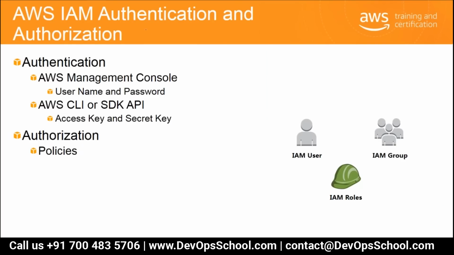So, AWS IAM authentication and authorization. IAM is a service used for doing authentication and authorization of the resources. If you want to use the management console, use username and password. If you want to do CLI or SDK based authentication, use access key and secret key. This is for authentication, and for authorization, you always use policies.